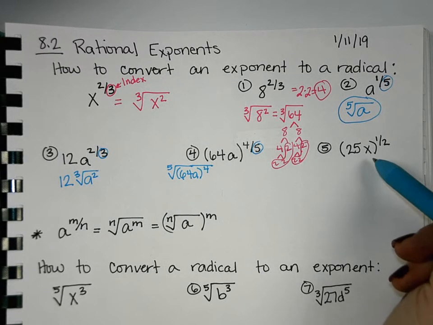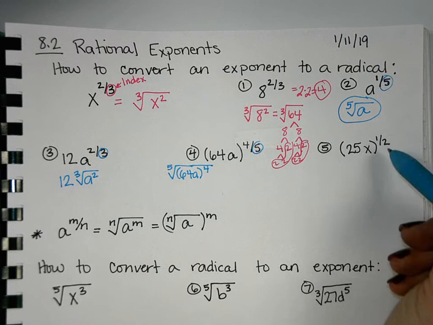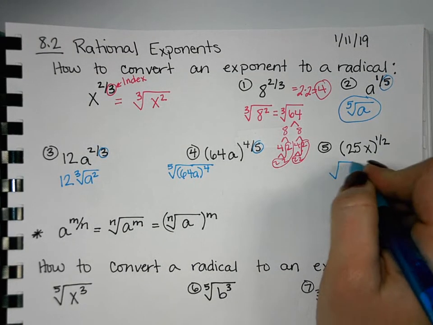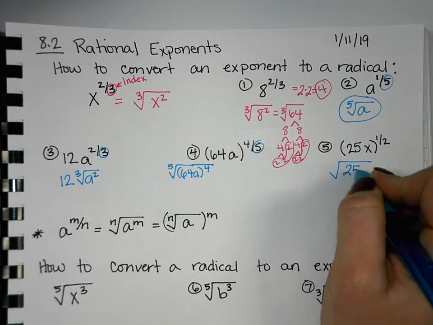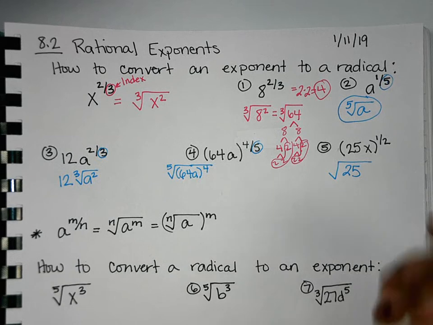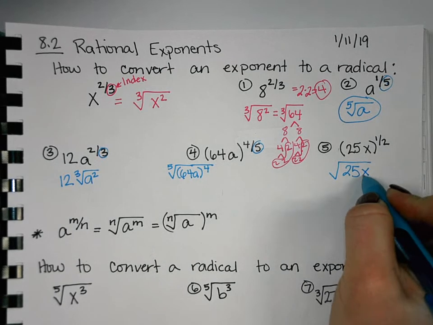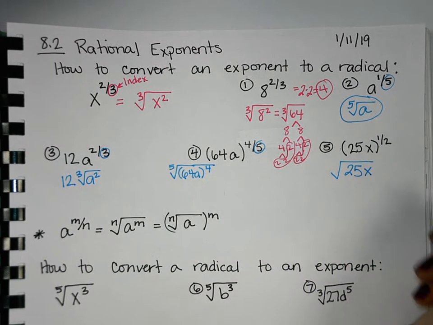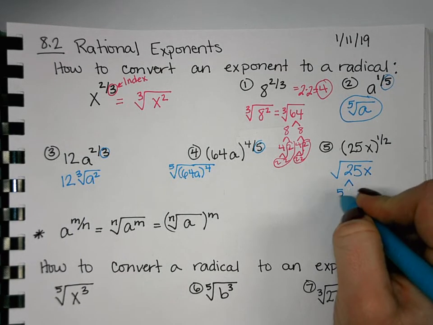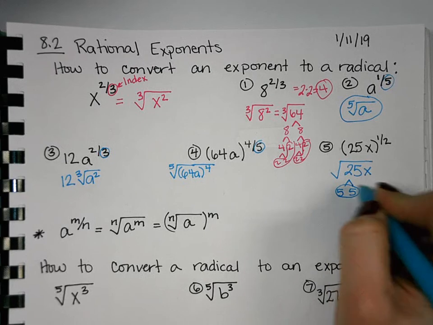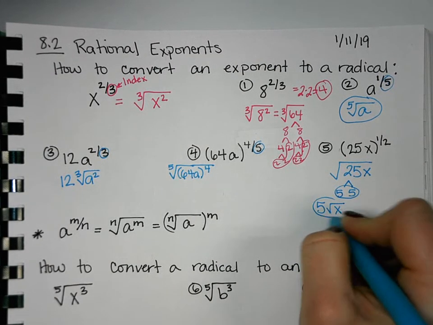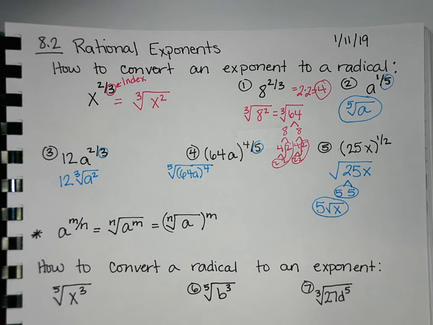On number 5, 25x to the 1/2, again, because it's in parentheses, all of it's going to go inside of our square root, because all of this has the exponent. Can we simplify this one? Yeah, because we can break apart 25, and we have a pair of 5s. The x was just an x, there was no pair, so it's left over, and we have 5 square root x.